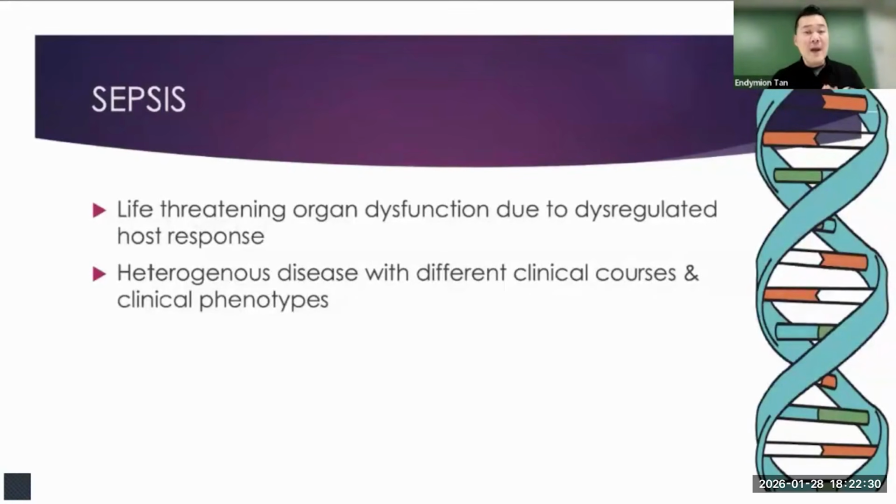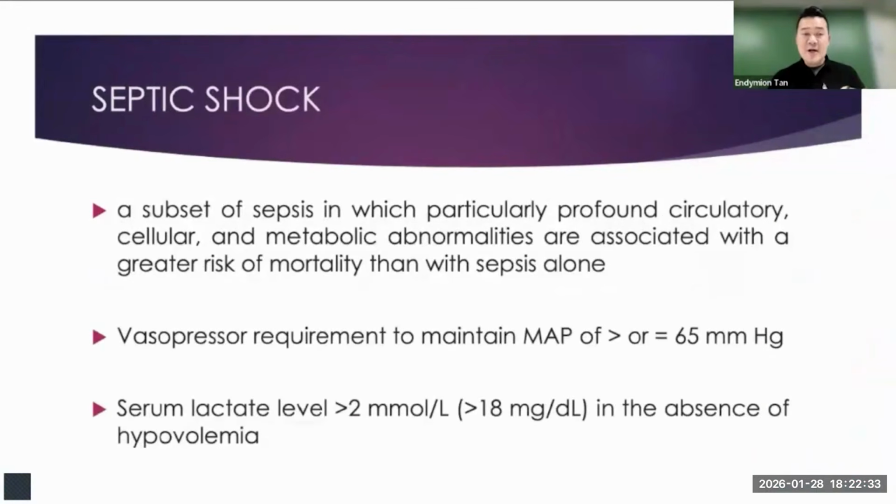If we compare sepsis with septic shock, this has the same dysregulated immune response, and it is a subset of sepsis in which profound circulatory, cellular, and metabolic abnormalities are noted, associated with a greater risk of mortality than sepsis alone. This would require vasopressors, like norepinephrine, to maintain a mean arterial pressure of more than or equal to 65 millimeters of mercury, and a serum lactate of more than 2 millimoles per liter in the absence of hypovolemia.